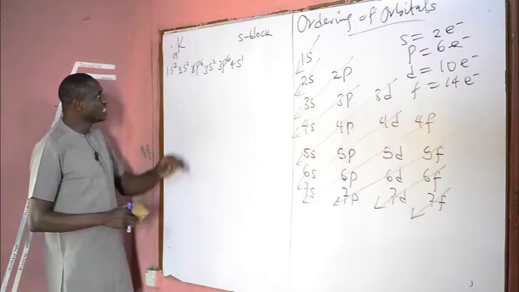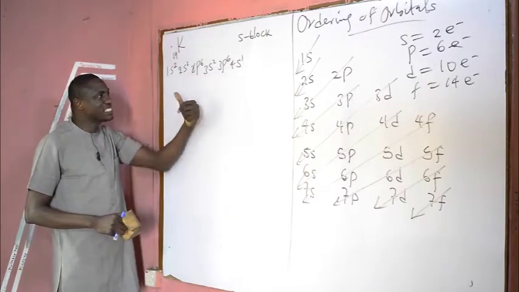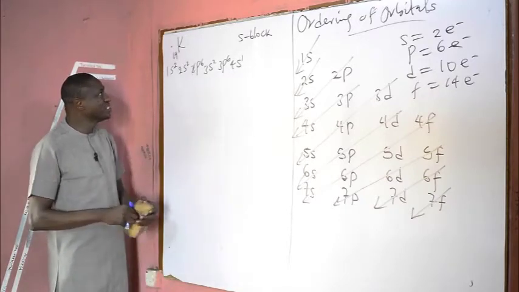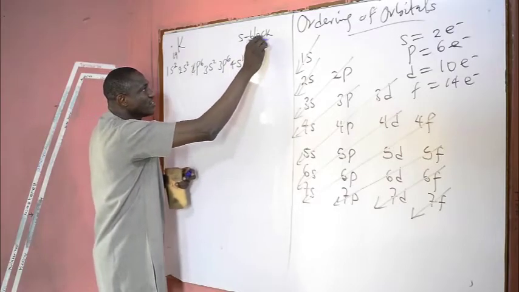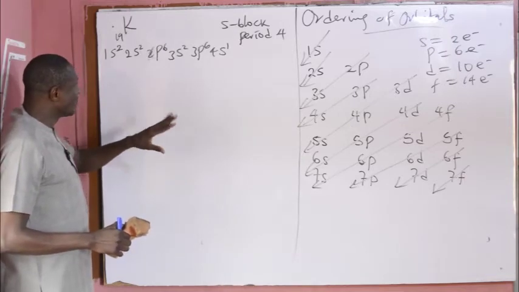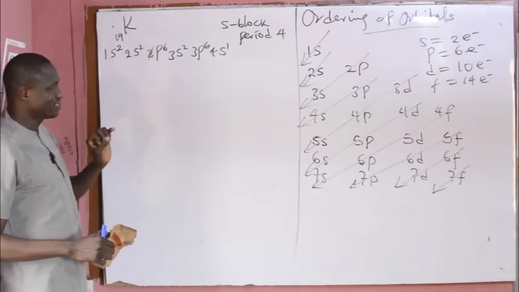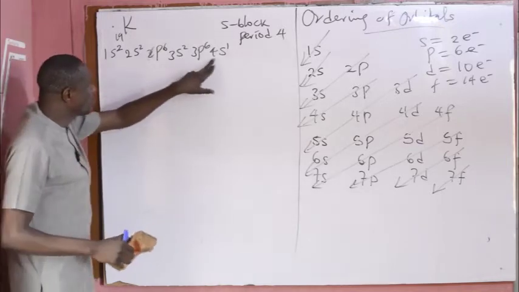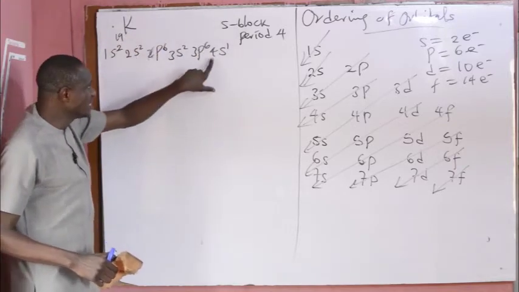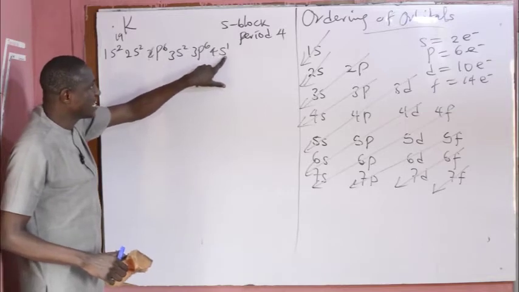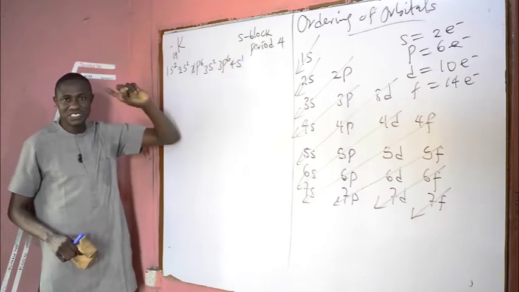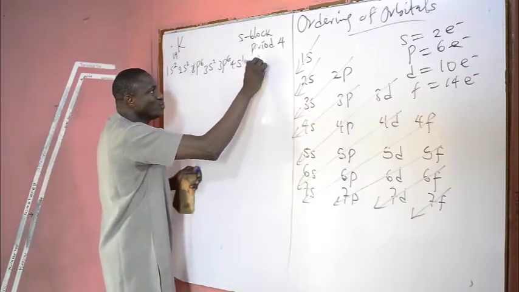Secondly, the orbital of the highest coefficient indicates the period of that element in the periodic table. Because the highest coefficient here is 4, potassium belongs to period 4. Now, how do we know the group? The group is very simple. For s and p block elements, the group is equal to the total number of electrons in the orbital of the highest coefficient. Since the highest coefficient here is 4 and it is in the s orbital, which has 1 electron, the element has 1 electron in its outermost shell, and that indicates that the element belongs to group 1.